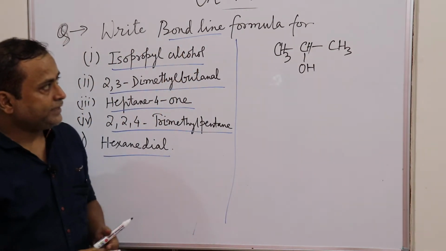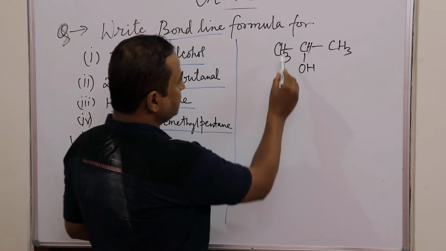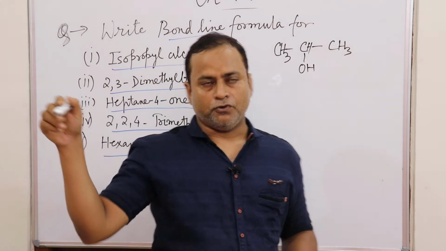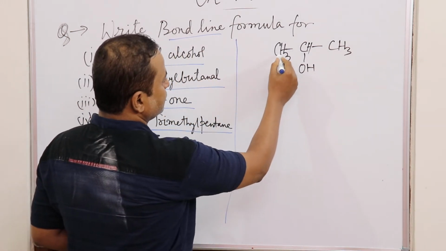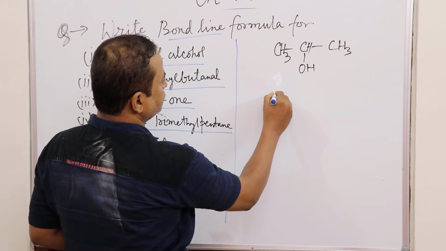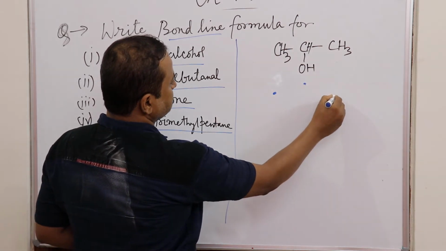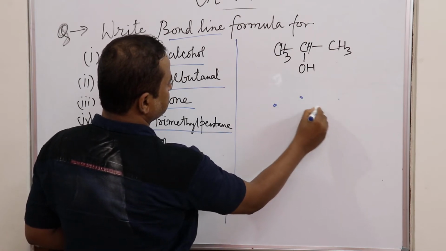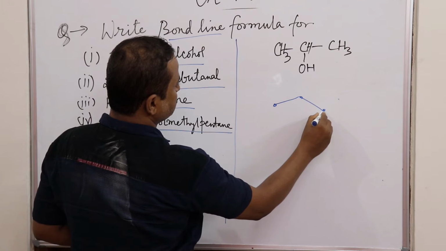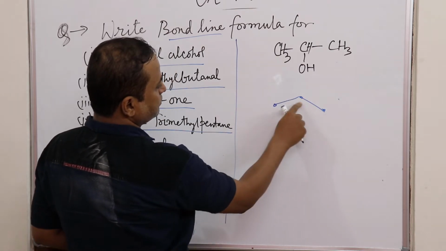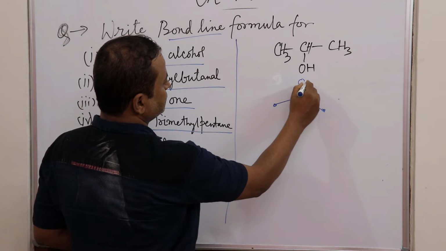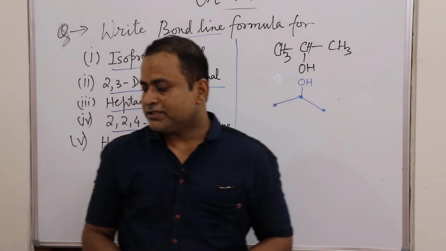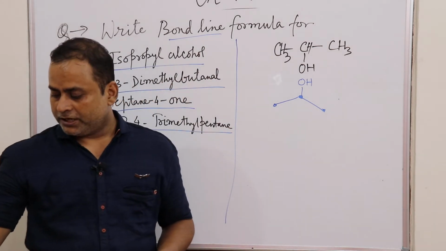So this is the structure of isopropyl alcohol. Now how to write the bond line? To write the bond line means you have to write the structure in zigzag form. So what we will do, we will write 1, 2, 3 carbon. So we will put three dots like this. We will join these three dots. The dot means the carbon atoms, and then at this position we will write OH. We can write at the top or at the bottom, it does not matter. So this is the answer of isopropyl alcohol.